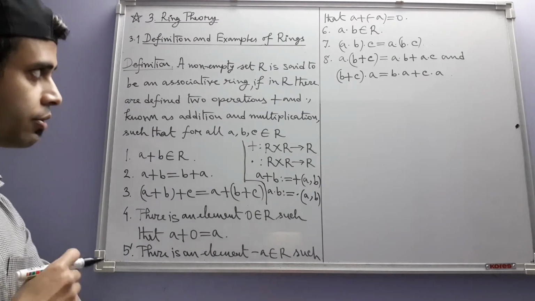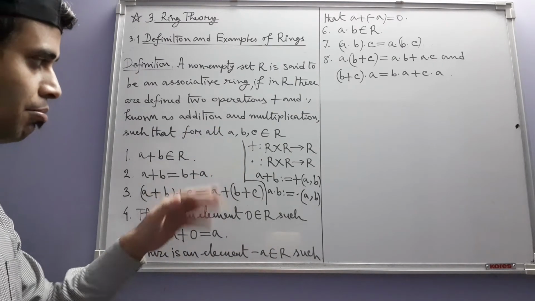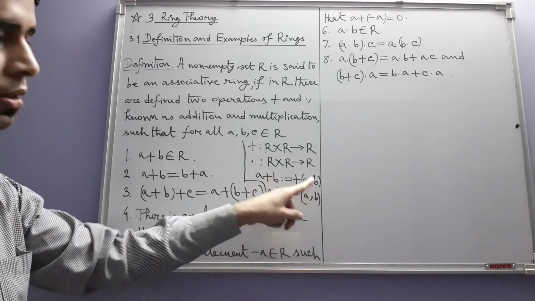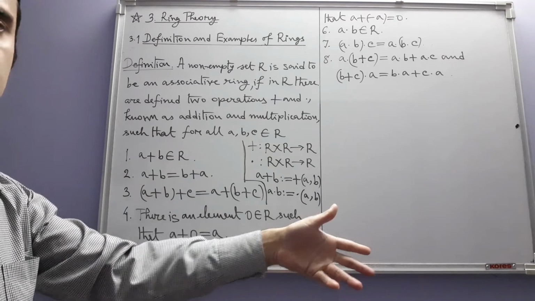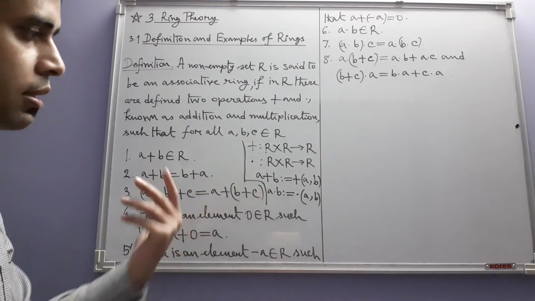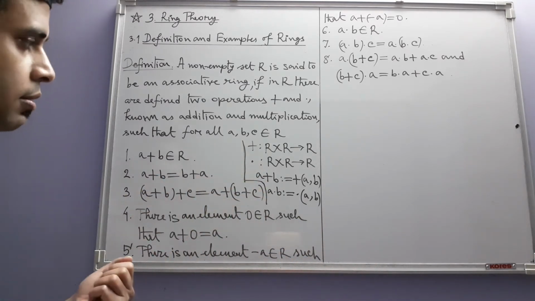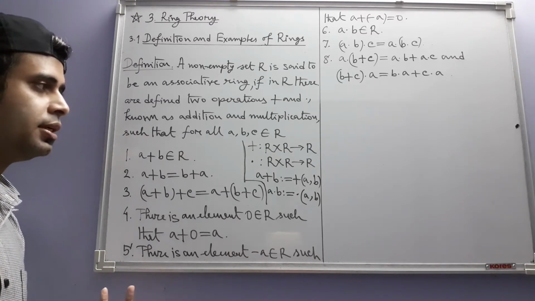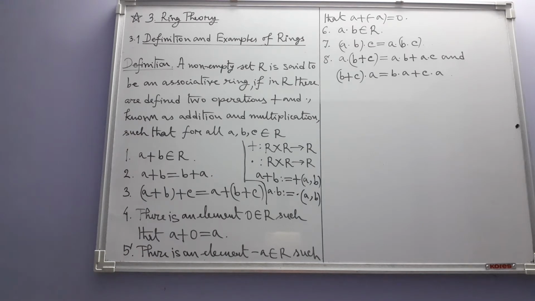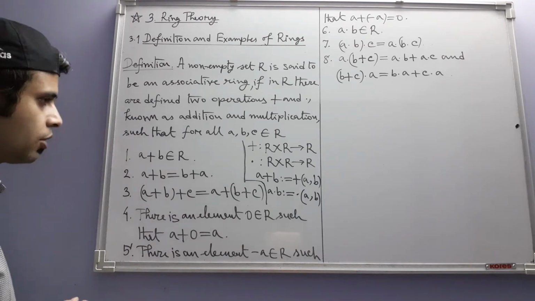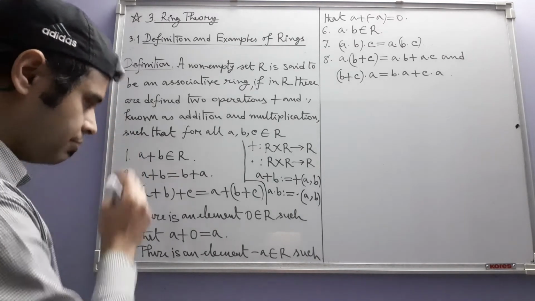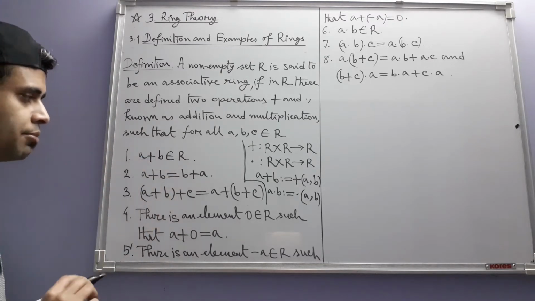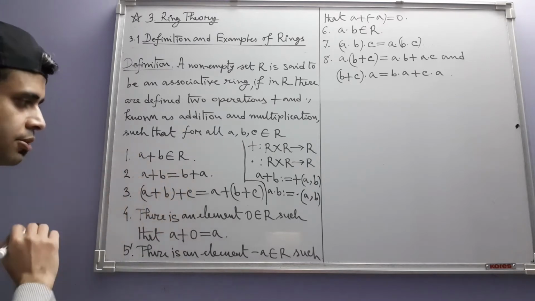Now, these operations are called binary operations because they involve two things from R. If they involve three things, they will be called ternary operations. Those things are also available in algebra. Maybe in future we will come across them somewhere. Not only in algebra, but they are available nonetheless. So this is the closure property. R is closed with respect to addition.